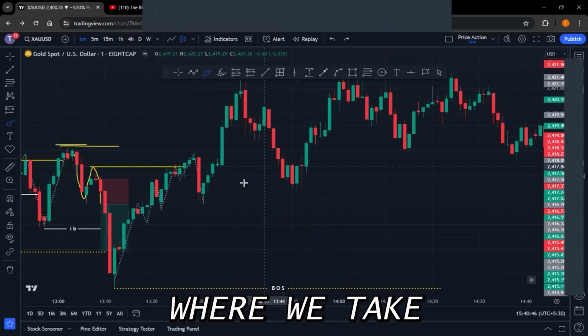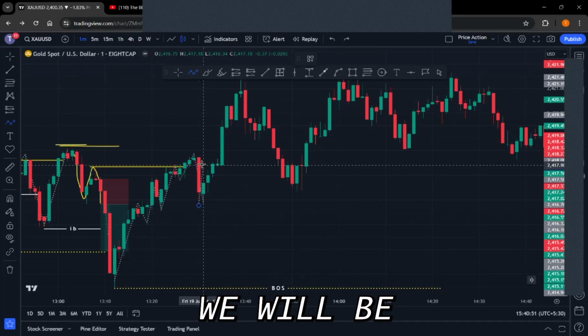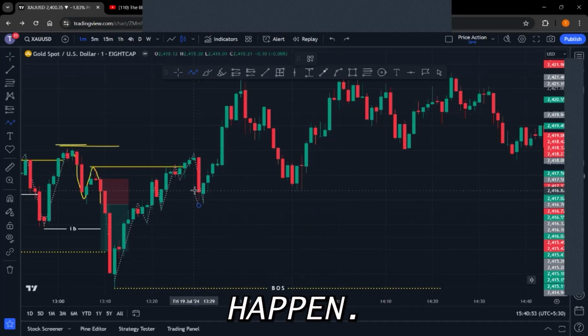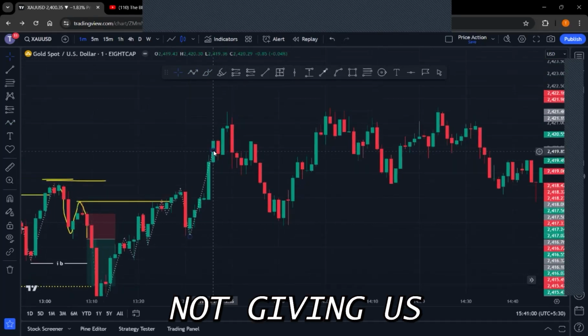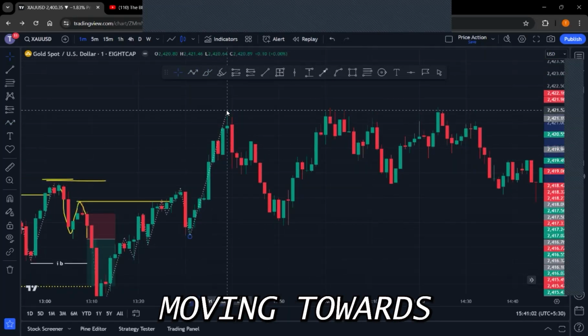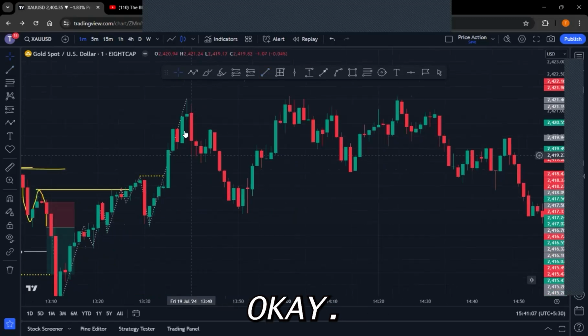Okay, this is one of the patterns where we take the reversal trade. If the price gives us a good higher low and higher high from here, we will be taking a trade towards the upside, but that didn't happen. You can see that the price went directly up, not giving us any higher low or higher high, and moved directly towards the upside till over here. So this is how the price is giving us an internal shock in the market.